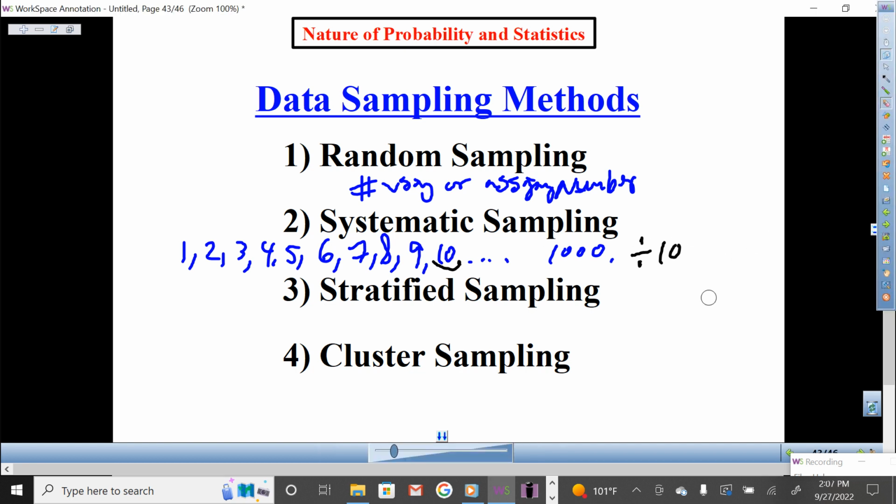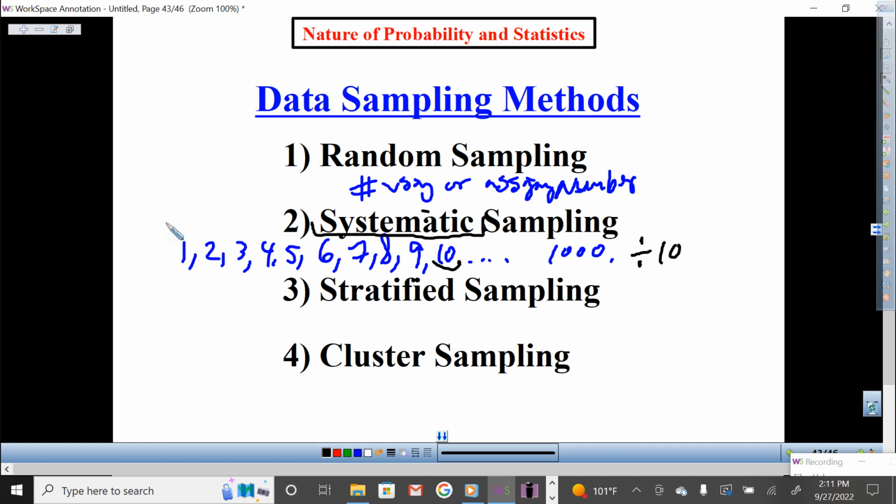Guys, this is what we call systematic. And we say, okay, let's pick just every 10th person. That's what we call systematic. Could we also pick another number? Yeah, every 50th person. That's what we call systematic, when you divide the sample by a certain amount of numbers. Does that make sense? Yeah?